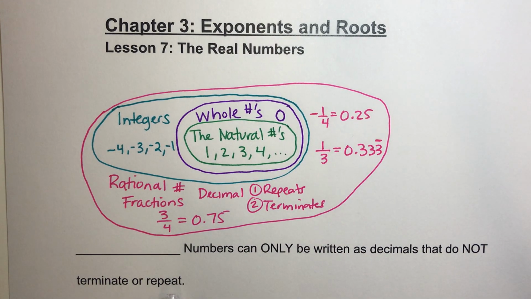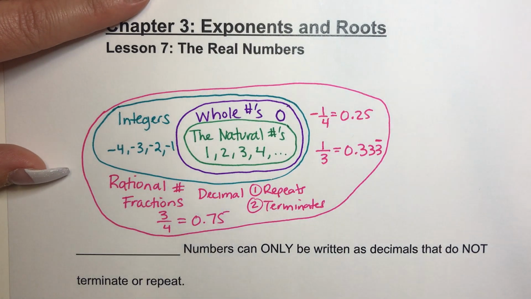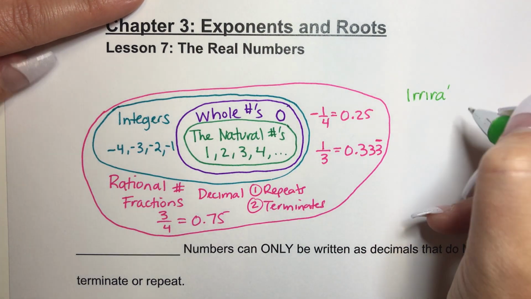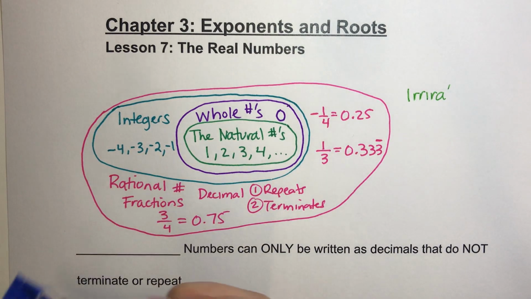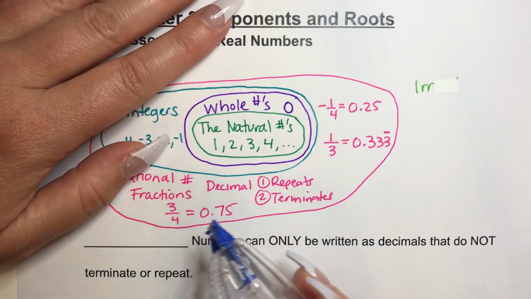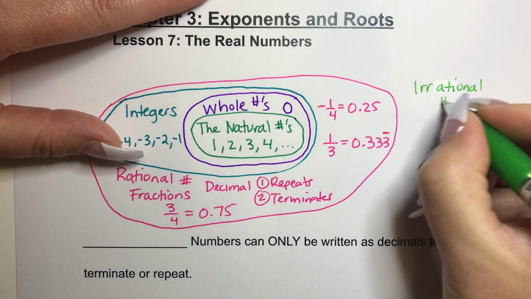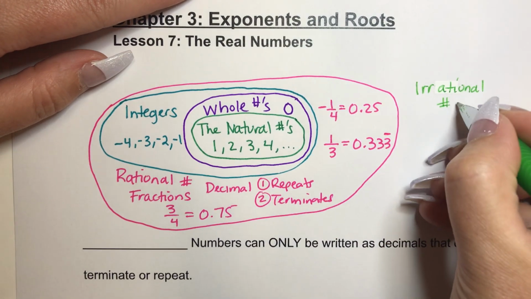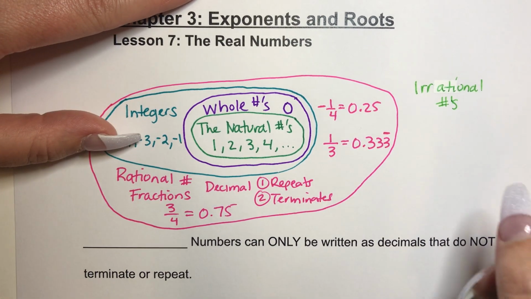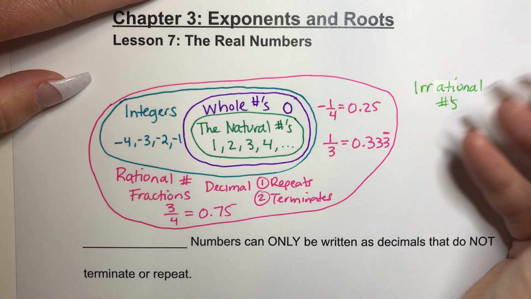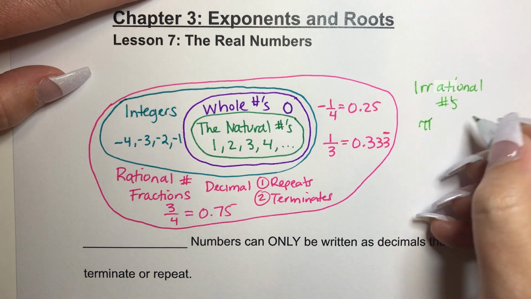Okay, so after that, we've talked about rational numbers. What we have next are irrational numbers. So irrational numbers are over here. They're kind of in their own little thing. Irrational. Did I spell that? I don't think I spelled that right. I did not. Okay, so irrational numbers. And irrational numbers, those are numbers written as decimals that don't terminate or repeat. So something like pi, that is an irrational number.